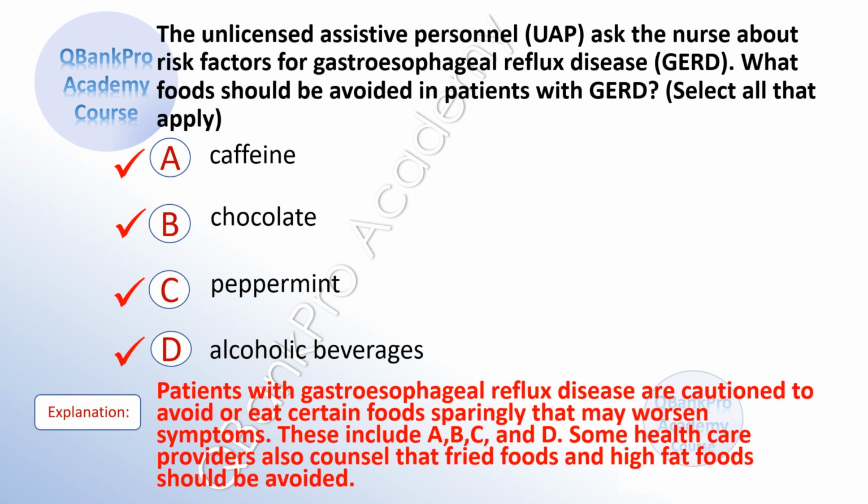The correct answer is A. Caffeine, B. Chocolate, C. Peppermint, and D. Alcoholic beverages. Explanation. Patients with gastroesophageal reflux disease are cautioned to avoid or eat certain foods sparingly that may worsen symptoms. These include A, B, C, and D. Some healthcare providers also counsel that fried foods and high-fat foods should be avoided.